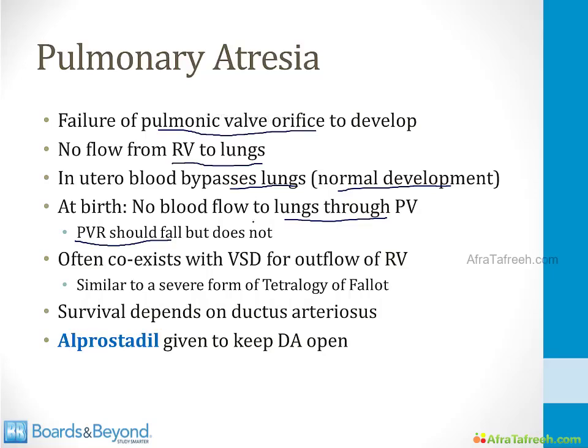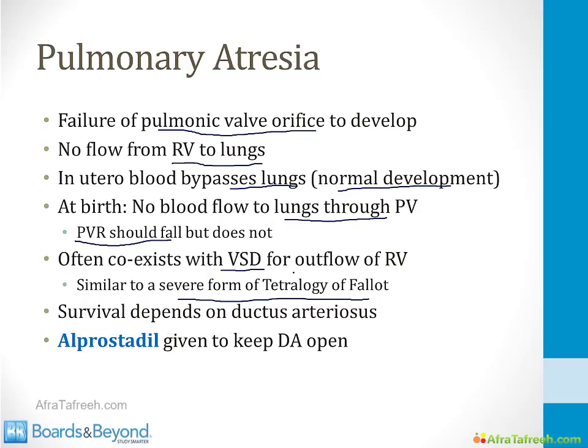This condition often coexists with a VSD, which allows blood to exit the right ventricle and go to the left ventricle, and this is similar to a severe form of tetralogy of Fallot. Remember, in tetralogy of Fallot, there is obstruction to outflow from the right ventricle. In this situation, we have no outflow from the right ventricle, so if there's a VSD present, you will get physiology very similar to tetralogy of Fallot.